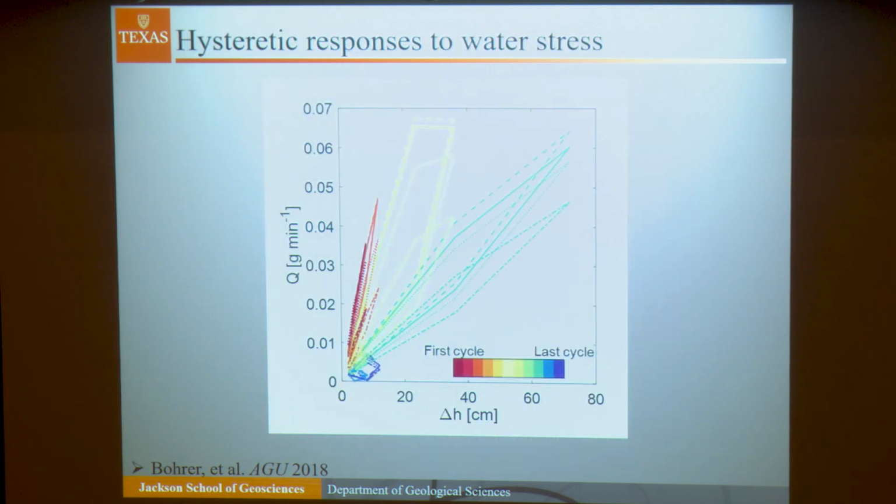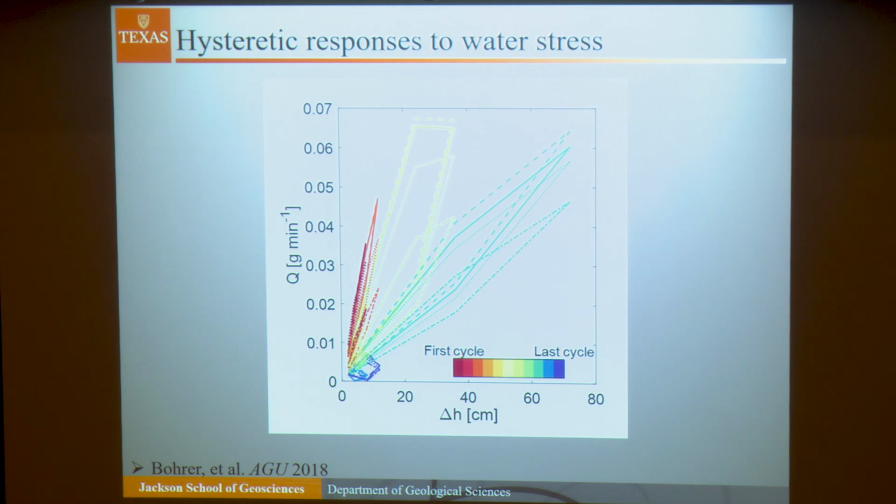And so if we look a little bit closer, we can see that if that plant experiences a drought stress cycle over time, the way it responds will continue to change. And so in this figure, we go from first cycle in red to last cycle in blue. And because I'm a hydrologist and I'm not a geologist, what we're looking at is Q, so Q being our flow rate, and delta H is our hydraulic gradient.